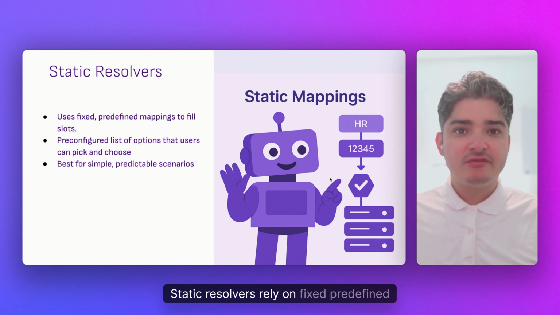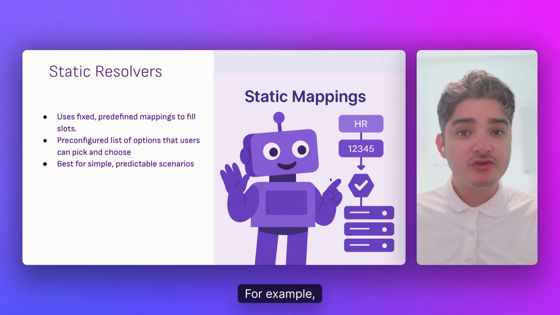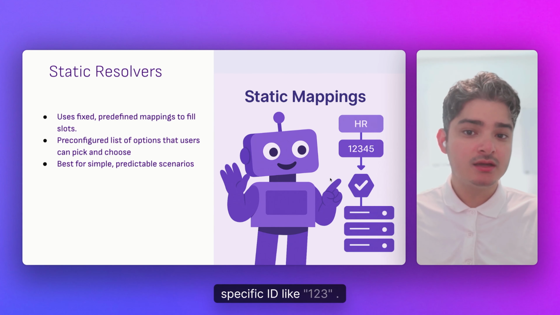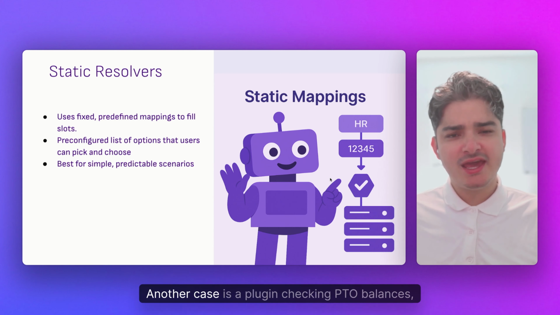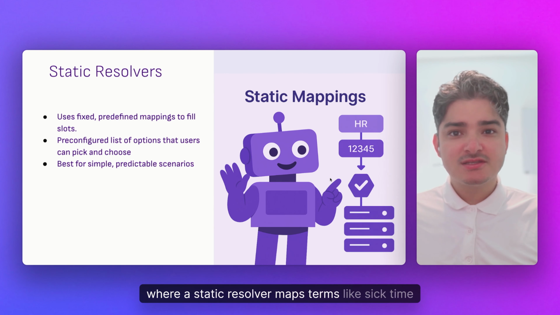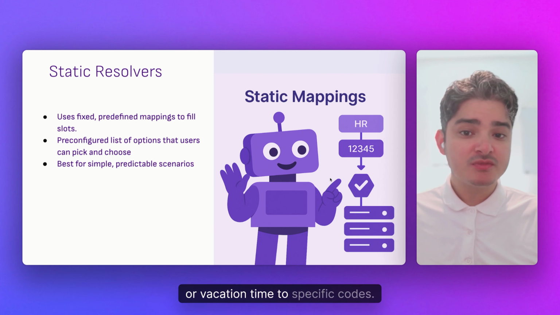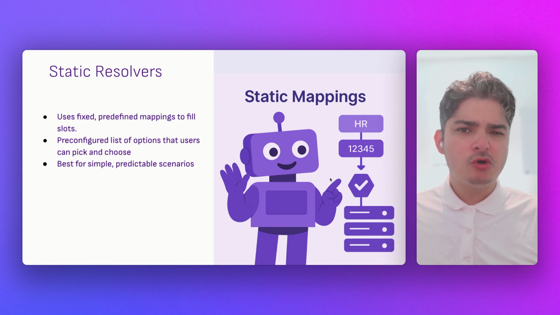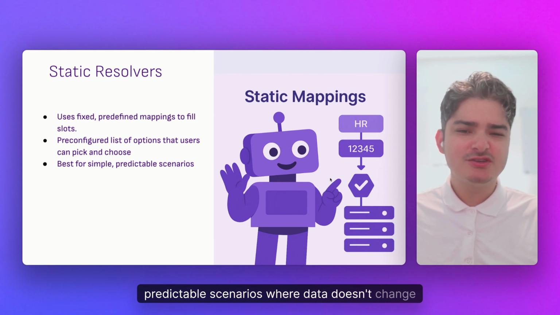Static resolvers rely on fixed, predefined mappings. For example, you might set a rule that maps HR departments to a specific ID like 123. Another case is a plugin checking PTO balances, where a static resolver maps terms like sick time or vacation time to specific codes. Static resolvers shine in simple, predictable scenarios where data doesn't change often.